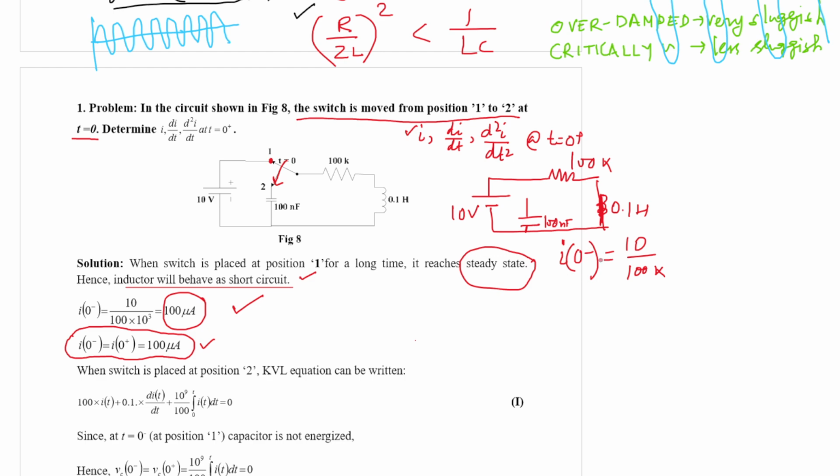Just before the switching, the current was 10 by 100k, which is 100 microampere. So when the switch is moved from 1 to 2, even though the 10 volt source is not connected at that time, the inductance has the property of not allowing its current to change instantaneously. That is why it will hold that 100 microampere current for a moment. Due to this, I0 minus is equal to I0 plus, so it remains 100 microampere at t equal to 0 plus. So we have the first answer.